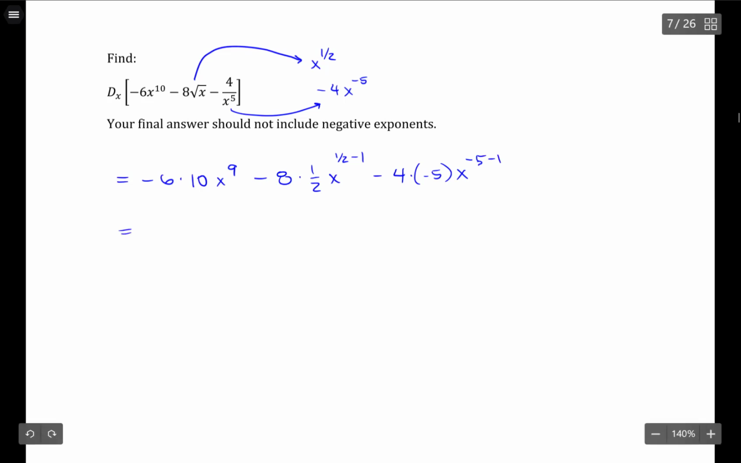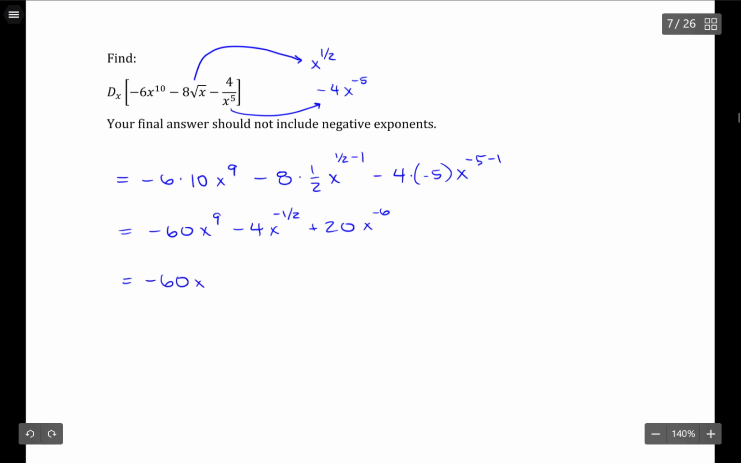So let's simplify here. 6 and 10, so that's going to be negative 60 x to the 9th. 8 over 2, so that's 4. 1/2 minus 1. If you think of it as 1/2 minus 2 halves, then it should make sense that this is x to the negative 1/2. Then plus 20 x to the negative 6.